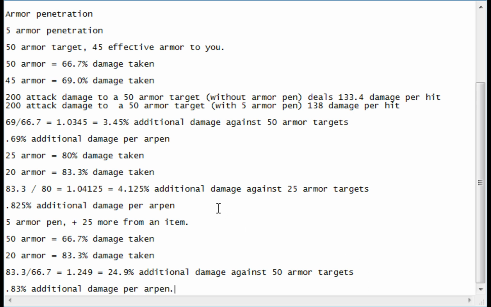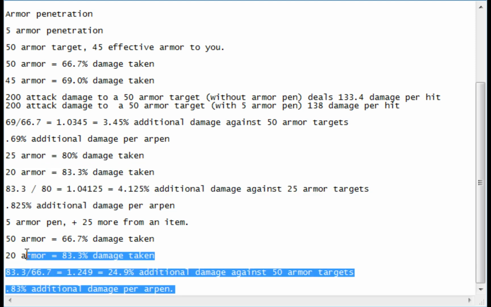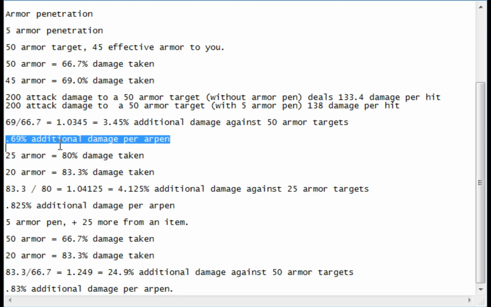Now, we're not talking about the 20 armor target here. We're talking about the 50 armor target. We've gone from 0.69% additional damage per armor penetration to 0.83% additional damage per armor penetration. That's a significant difference. That's something like 20% increase in usage of your armor penetration. So the more armor penetration you have, the more effective it's going to be.